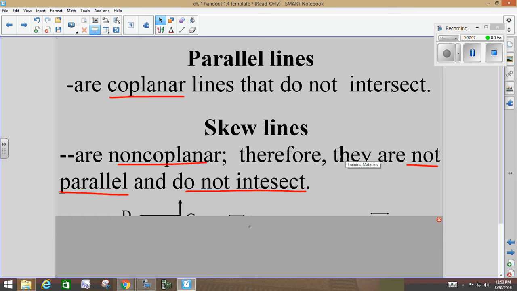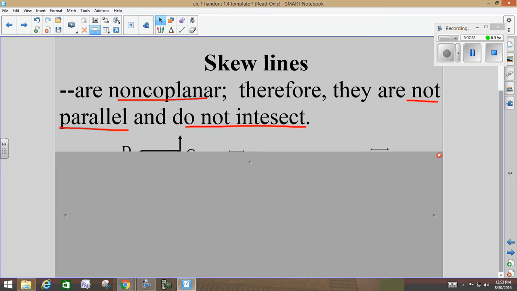Non-coplanar, non-intersecting, non-parallel lines. The pole that holds my projector up and any of the lines on the ceiling, those are skew lines. They're not parallel, but they're not going to intersect either because they're on different planes. This pole's on a vertical plane, where those ones are all on a horizontal plane. Skew. Okay.